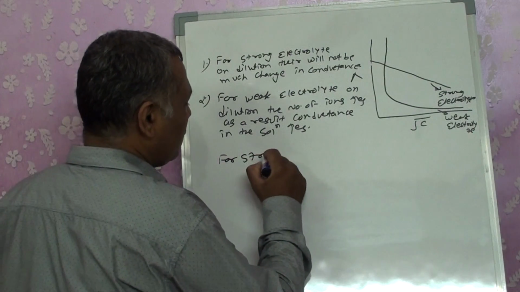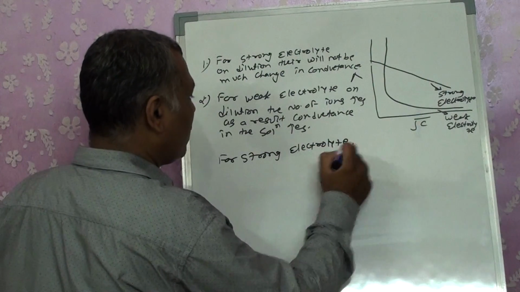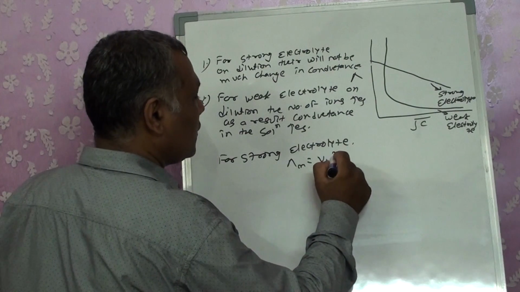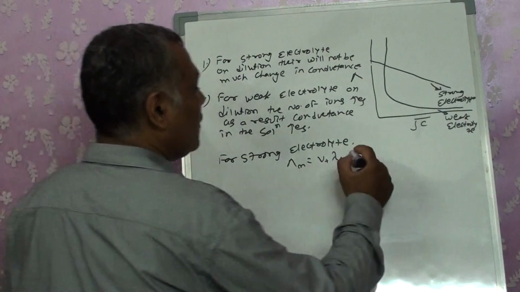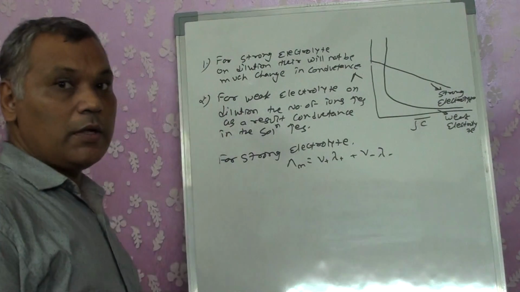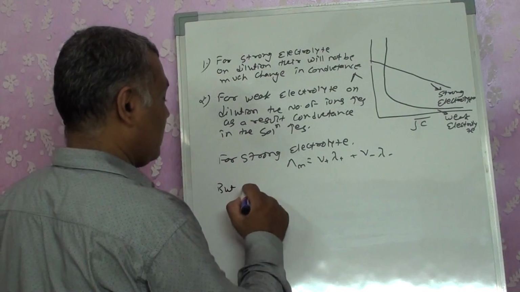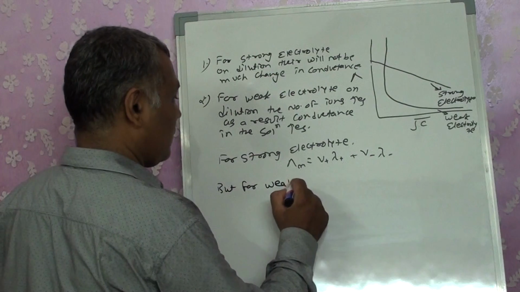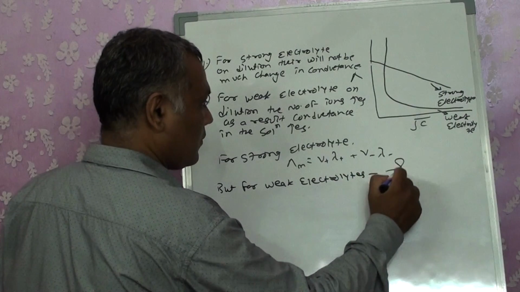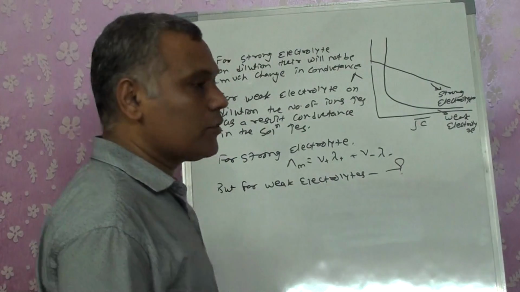For a strong electrolyte, we calculate the molar conductance as equal to the number of positive ions times the conductance of the positive ion, plus the number of negative ions times the conductance of the negative ion. But for weak electrolytes, there was a question mark. How do we calculate the molar conductance of weak electrolytes?